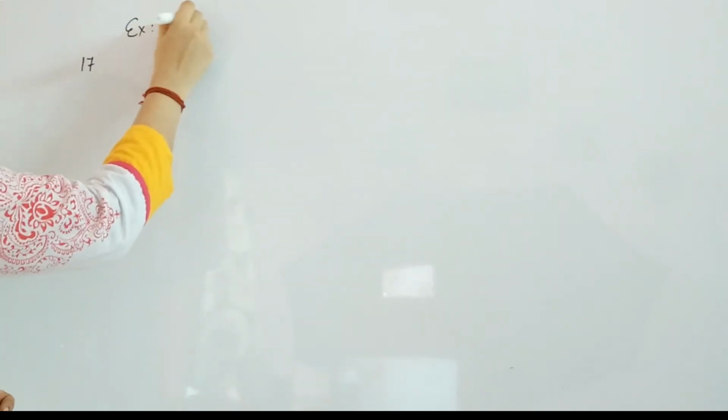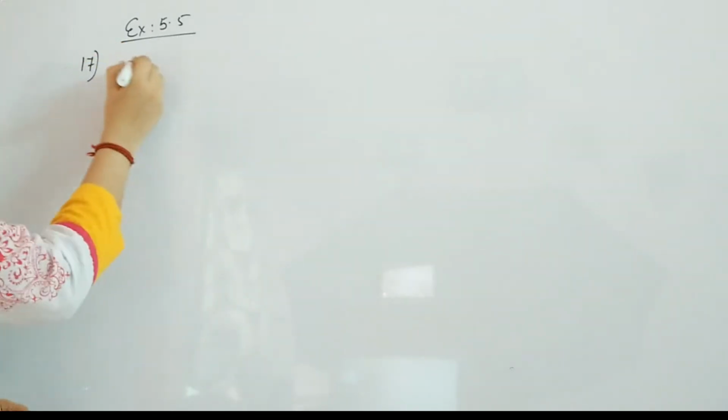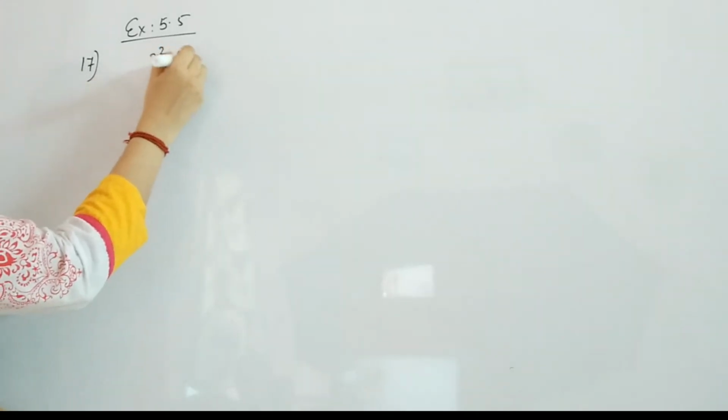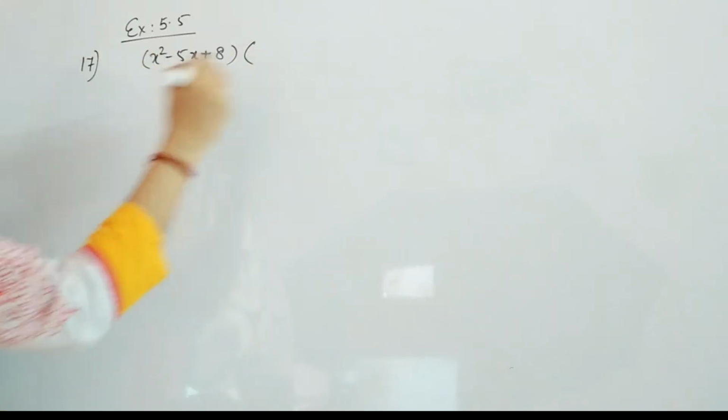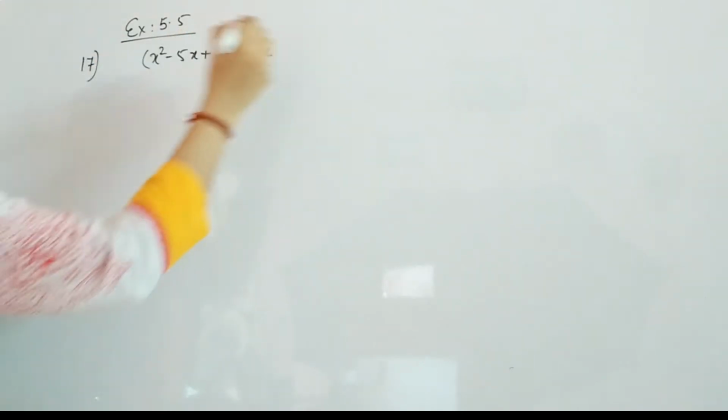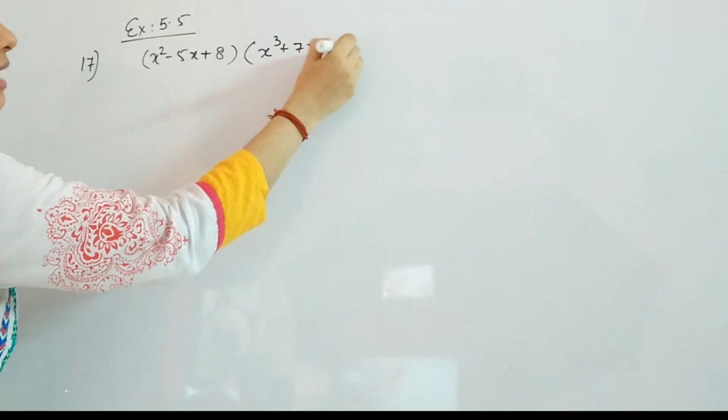Okay, we shall start with question number 17 of exercise 5.5. The question is: differentiate in three ways. The question is (x square minus 5x plus 8) into (x cube plus 7x plus 9). You will substitute the expression as y, and your first method is by using the product rule.